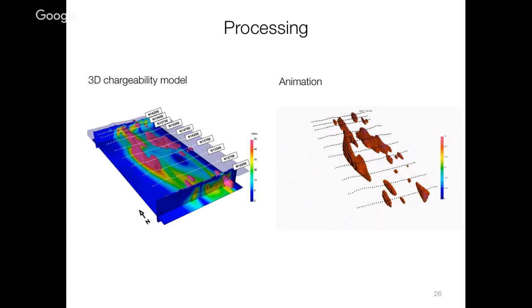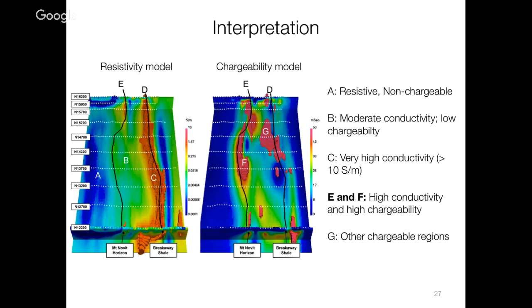Now we have it. So we've got this big, large, chargeable unit in here. Maybe that's a more appealing section. That is coinciding with that high conductor in here and extends down this way. So here's our interpretation. For the resistivity model, we have this.